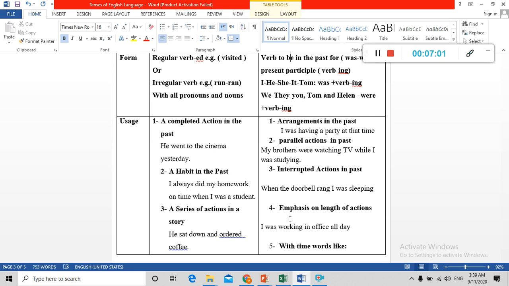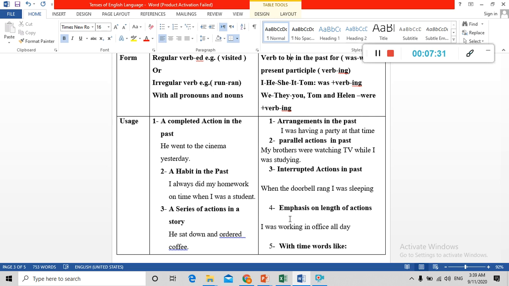Actions that were happening at the same time. My brothers were watching TV while I was studying. Number 3, interrupted actions in the past. So here we need to use past simple with past continuous. When the doorbell rang, I was sleeping. So you see, I was sleeping when the doorbell rang.